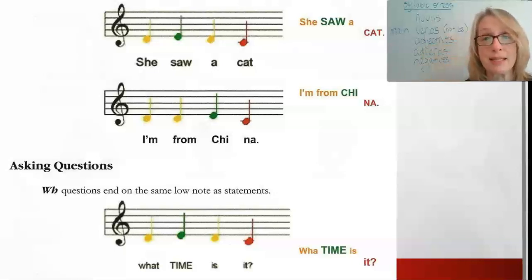Remember that a T at the end of a word is not said. It's unstressed, so it sounds like she saw a cat. Cat. The vowel is stretched a little bit more, but the T is silent. She saw a cat. Next one.